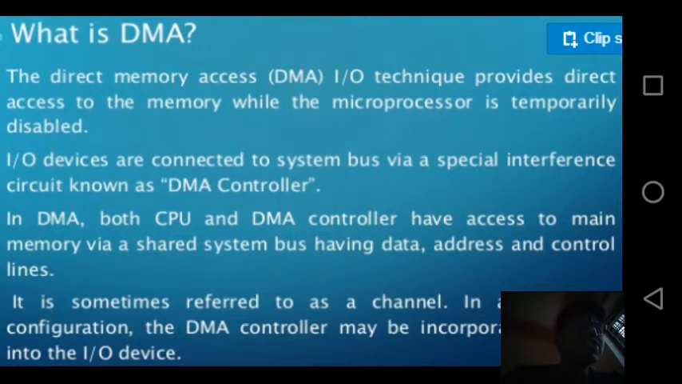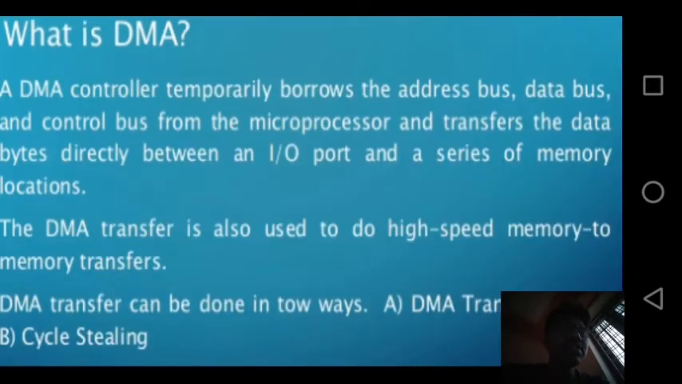So what a DMA controller does is temporarily borrow the address bus, data bus, and control bus from the microprocessor and transfer the data bytes directly between the IO port and a series of memory locations. The DMA transfer is also used for high-speed memory to memory transfers.